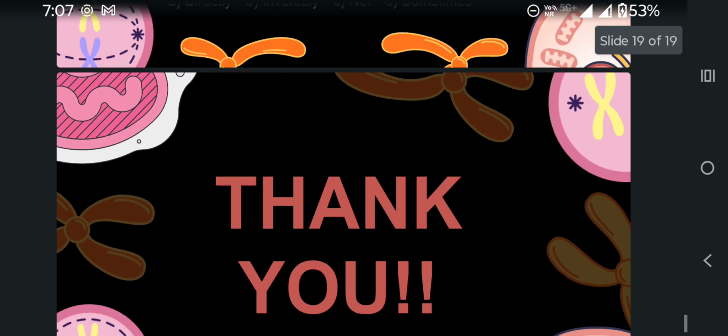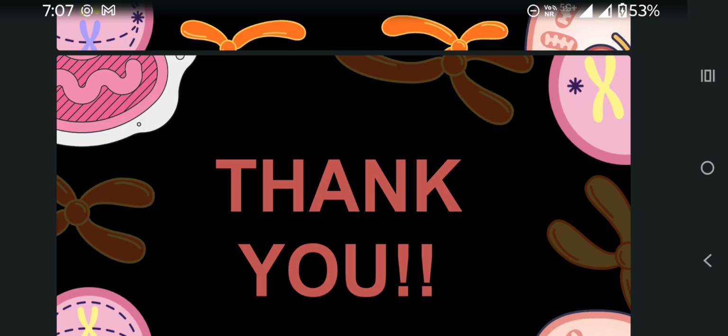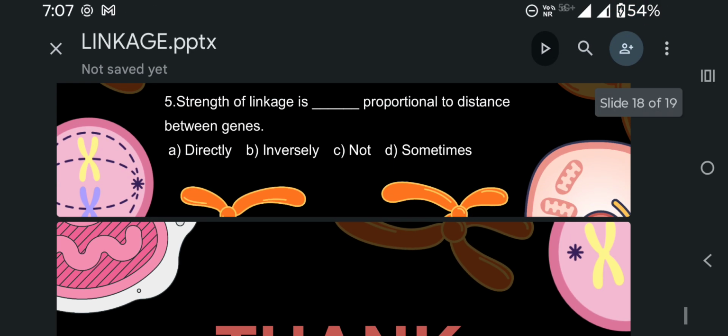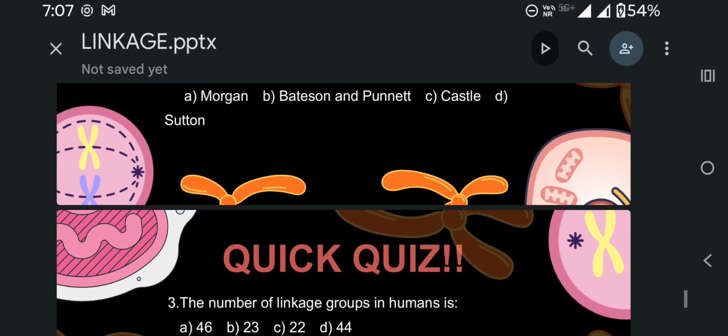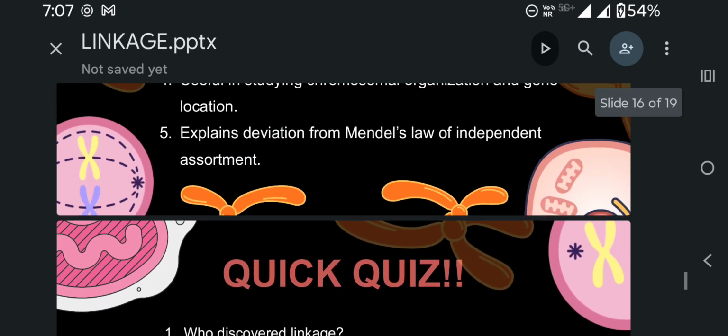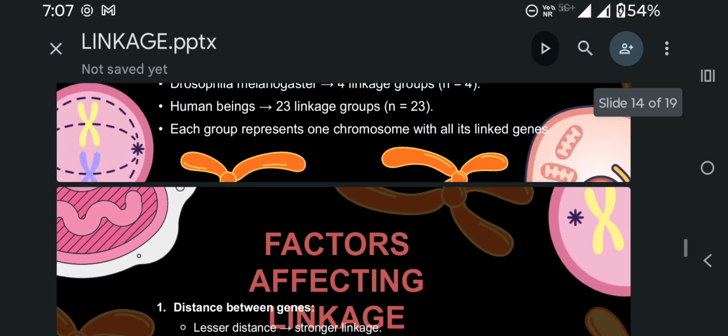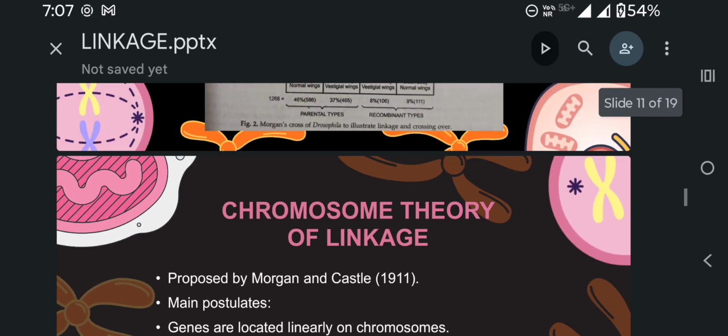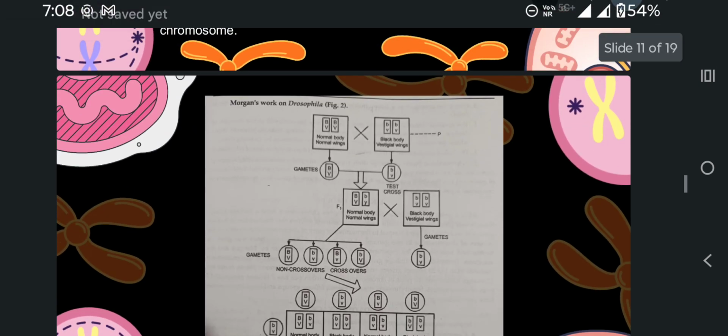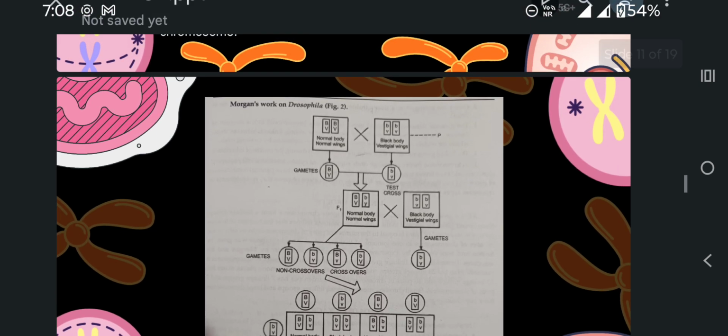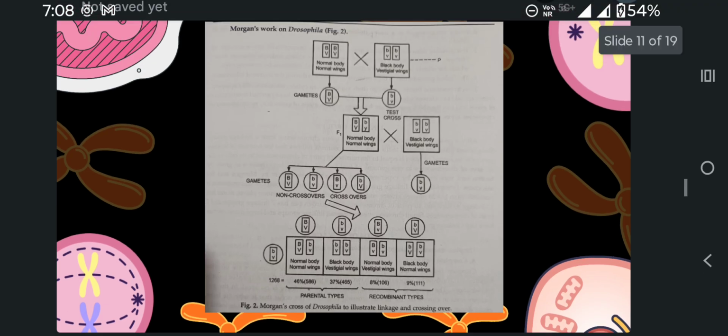So this is how you can prepare your topic of linkage. This is very good preparation, and it is very thoroughly studied and thoroughly taught to the students, because it's a very important topic, and it covers almost all the things about linkage. So go through the linkage, understand it with the example diagrams, and you can solve the questions.